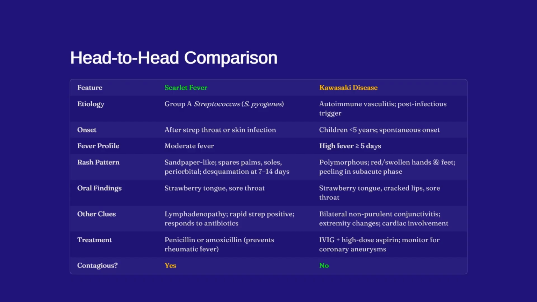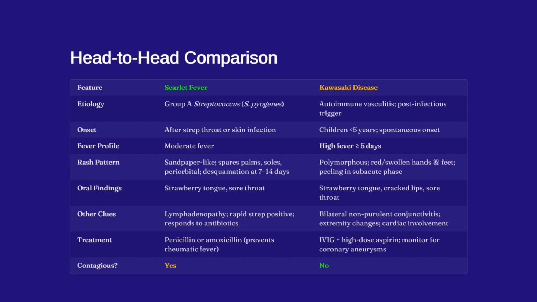So, what about the fever? The fever is moderate for Scarlet Fever, but the one for Kawasaki is a high fever greater than 5 days. Scarlet fever presents with a sandpaper rash on the palms and the soles and periorbital area, and there's also desquamation at 7 to 14 days. But for Kawasaki disease, it's usually red swollen hands and feet, and they also have the peeling, the desquamation in the subacute phase.